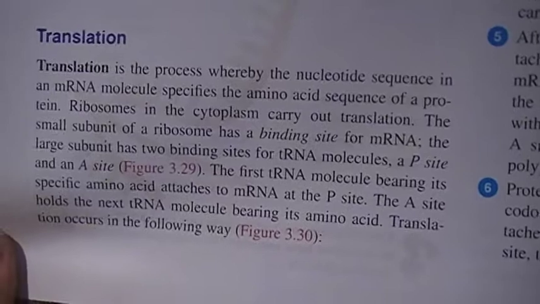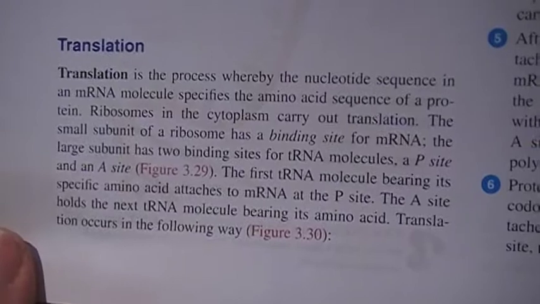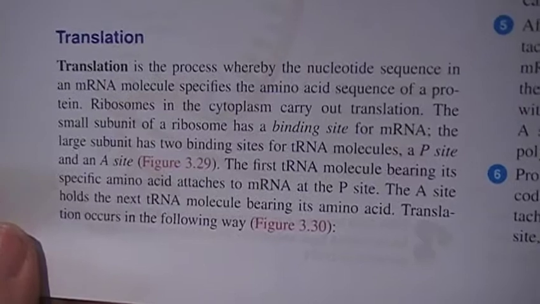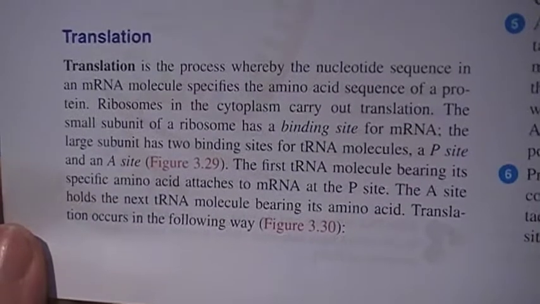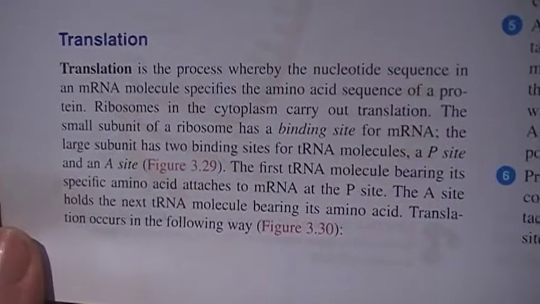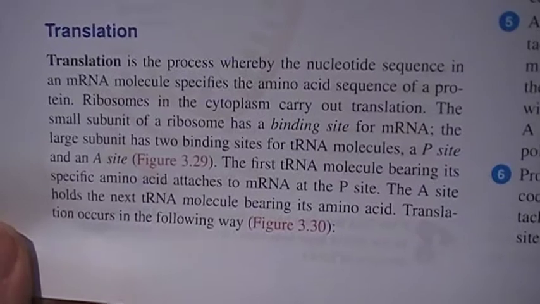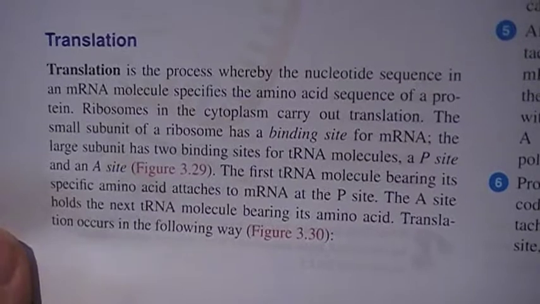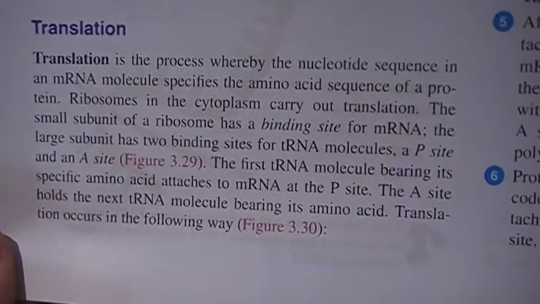Translation is a process where the nucleotide sequence in an mRNA specifies the amino acid sequence of a protein. Ribosomes in the cytoplasm carry out translation. The small subunit of a ribosome has a binding site for mRNA. The large subunit has 2 binding sites for tRNA.